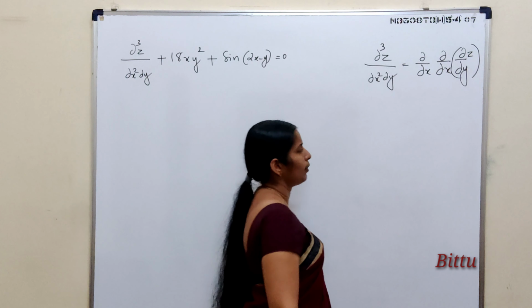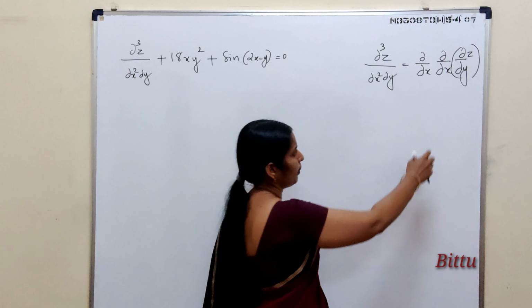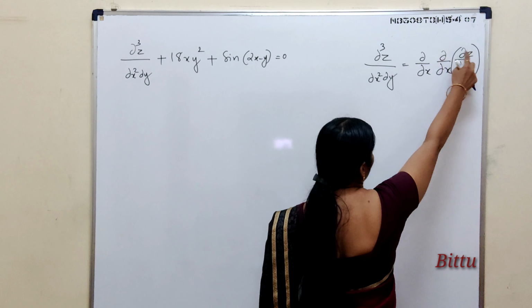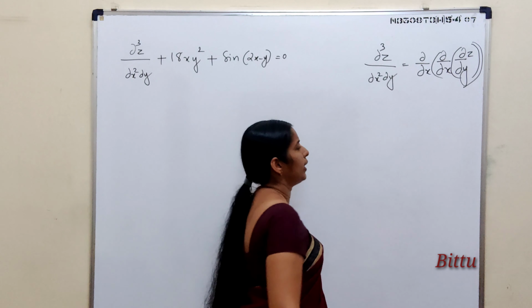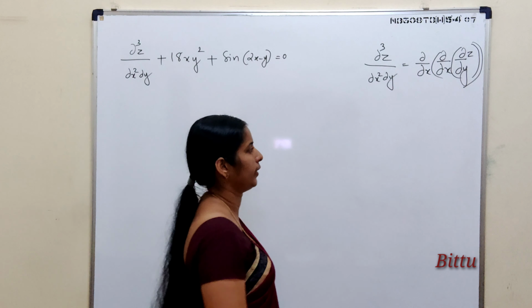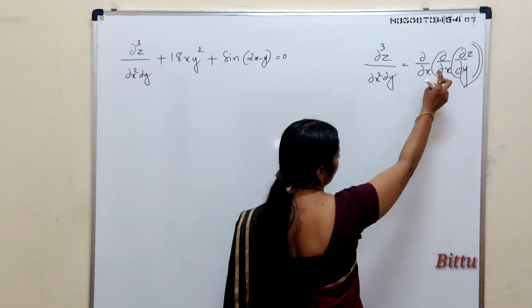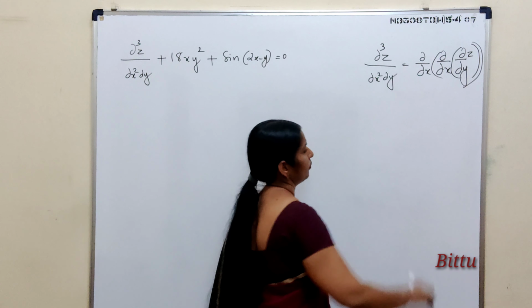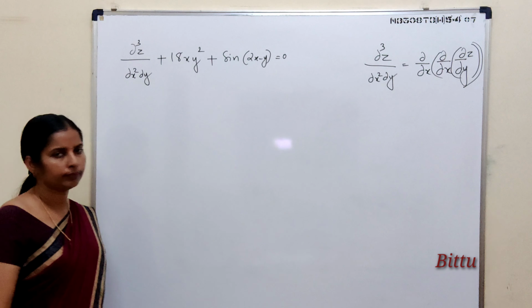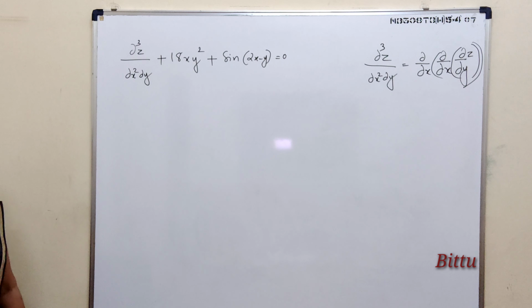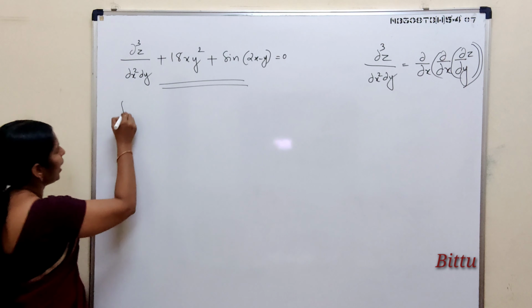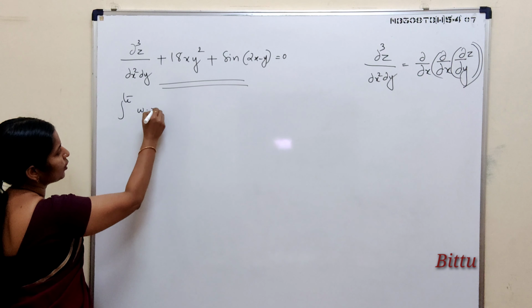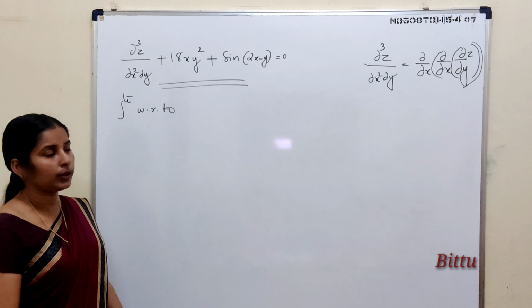First you take ∂z/∂y. You differentiate partially with respect to x. That is ∂²z/∂x∂y. Again you partially differentiate with respect to x. That is ∂³z/∂x²∂y. So for solving this, first you have to integrate with respect to which variable? With respect to x.